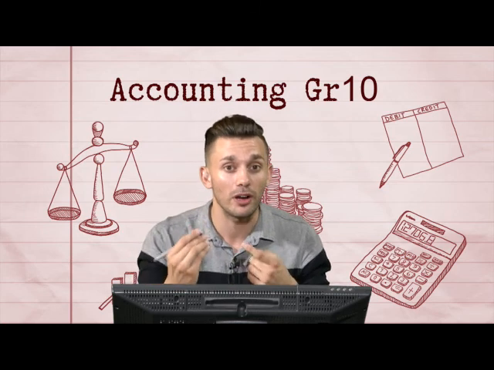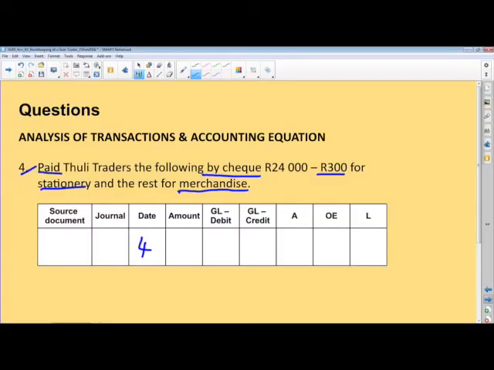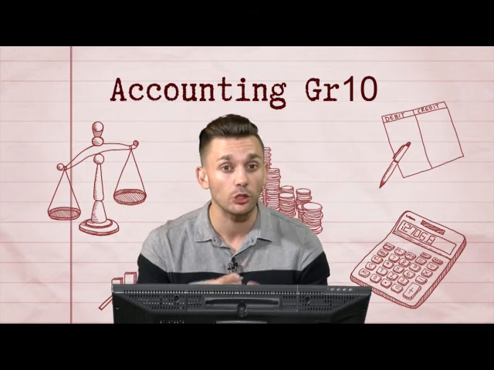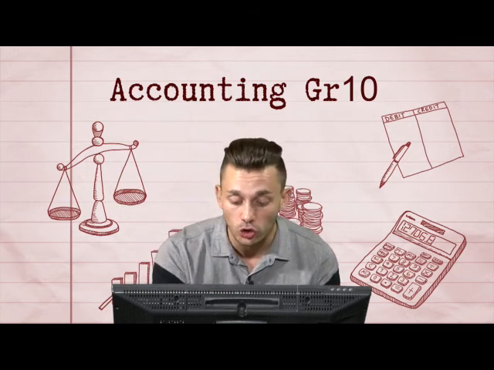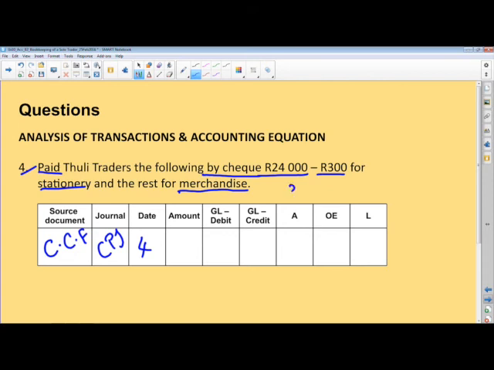Now let's go and see what is the source document. The source document will be, again, your check counter foil, the check stub on the side, and you are paying, so it will be your cash payments journal. Now, what did we buy? Why did we pay? Let's go and look. We've paid 24,000 in total. So this 24,000 was for two items. The very first item they say was stationery, and I'm going to abbreviate stationery a bit. We bought 300 worth of stationery. Our stationery will be an expense.